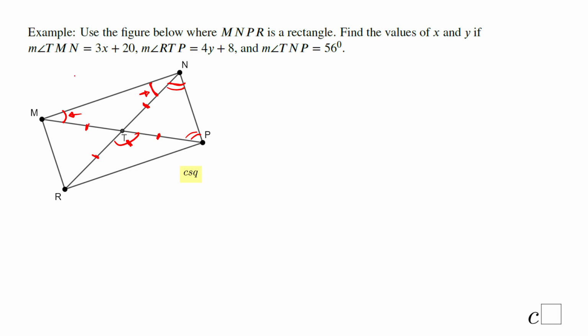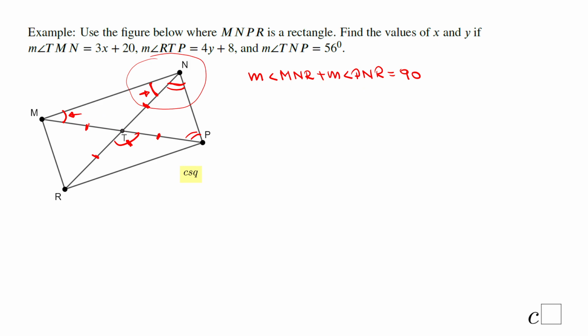But now if we take a look here, the sum of these two angles is going to be 90 degrees, because you remember each angle of the rectangle is 90 degrees. So that's going to be my first statement here. The measure of angle MNR plus the measure of angle PNR is 90 degrees.